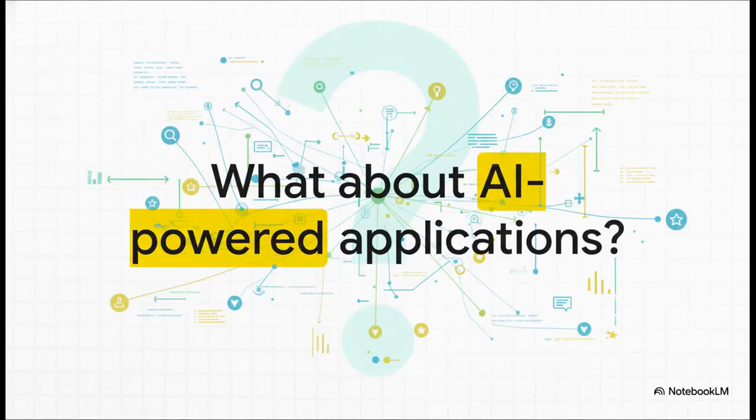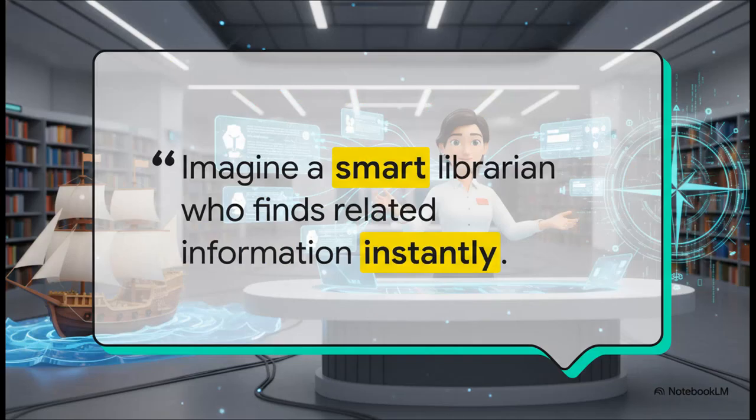But let's be real, modern apps are so much more than just simple web pages. They're getting really smart. We're talking intelligent search, personalized recommendations. They actually understand the content. So how does our toolbox help build this AI-powered future? Think about it. A normal keyword search is kind of dumb. You search for a word, you get results with that word. But a smart librarian, now they get the context. You could ask for a book that feels like Adventure on the High Seas, and they wouldn't just look for that exact phrase. They'd find books with related themes and ideas.